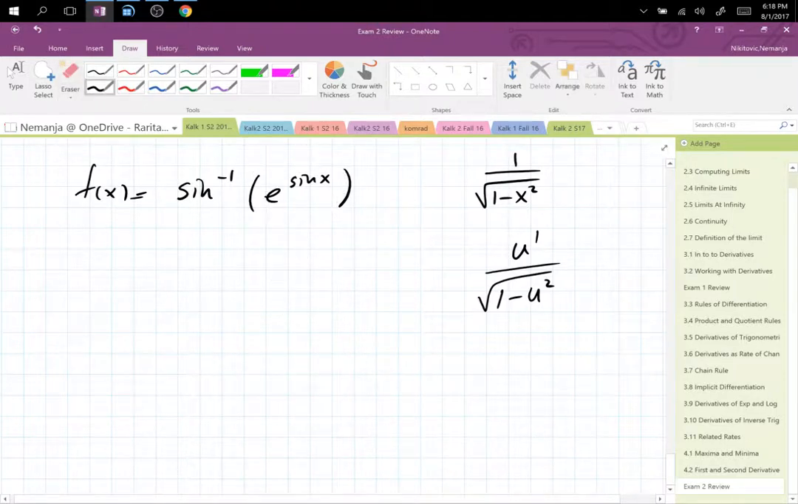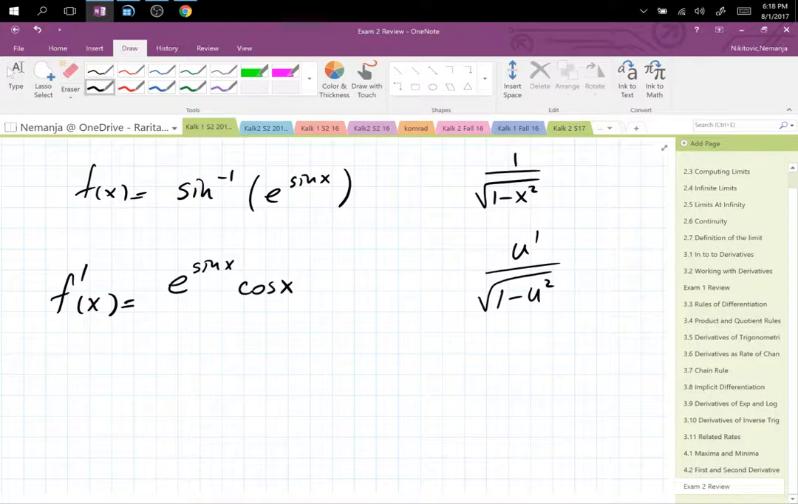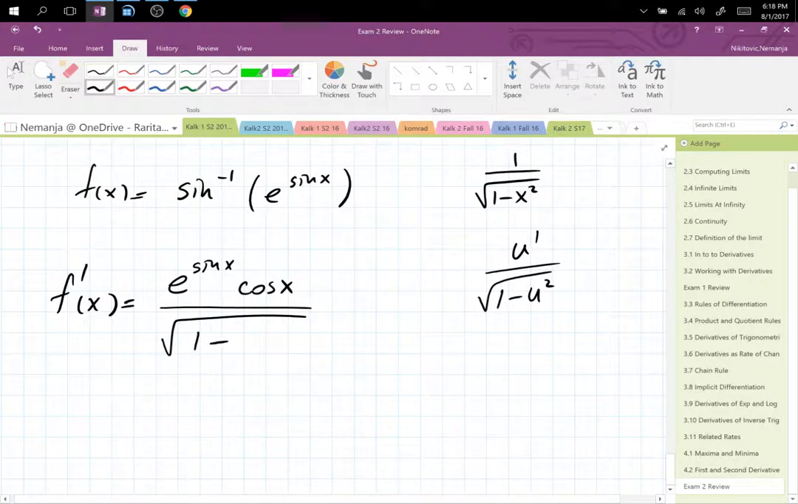So what do we get? We get that the derivative is equal to u prime, which is e to the sine x times cosine x, because the derivative of the sine x in the exponent is cosine x. So that was the chain rule part. And then divided by the square root of 1 minus e to the sine x, all squared.